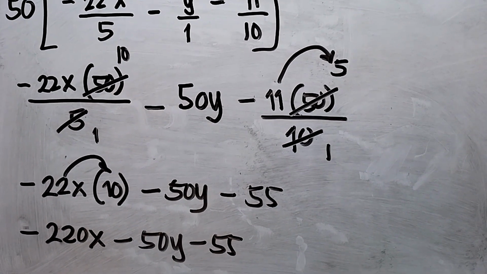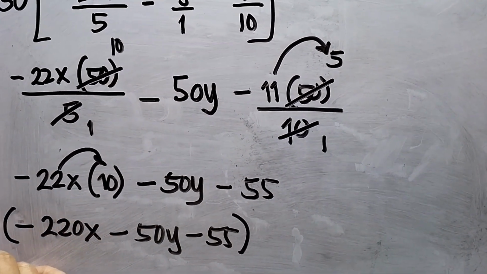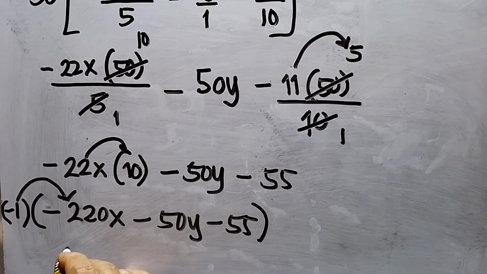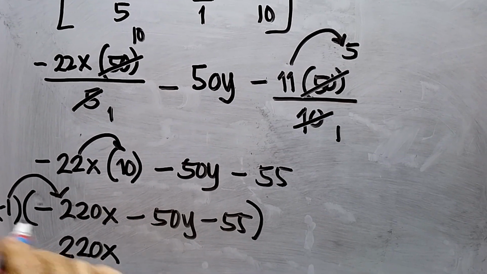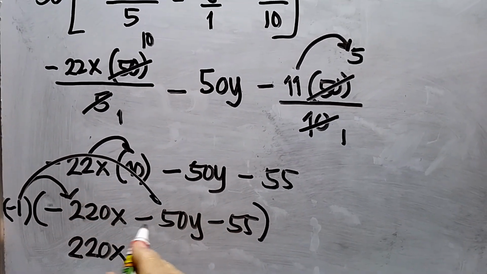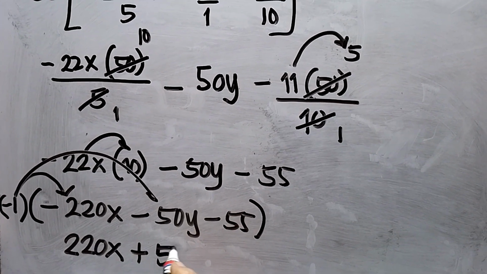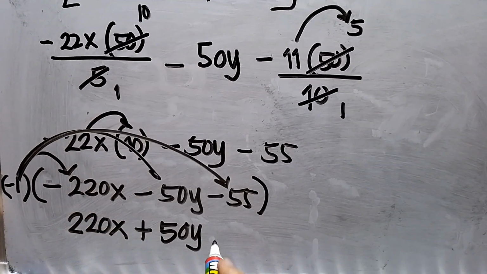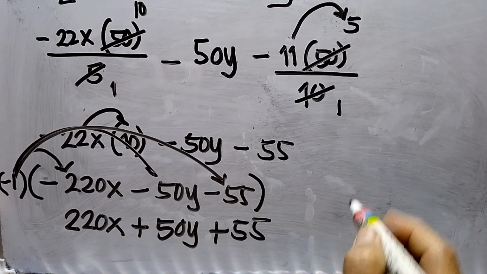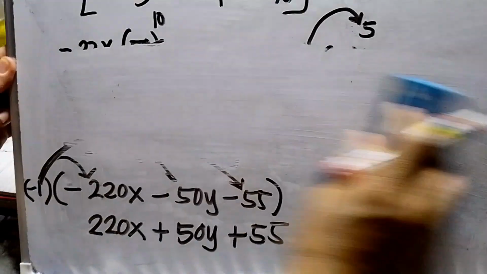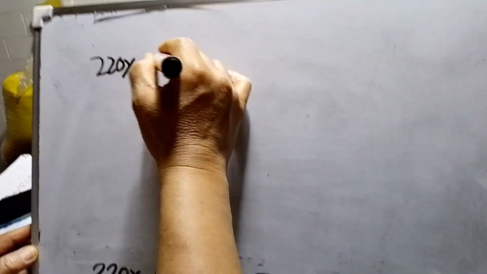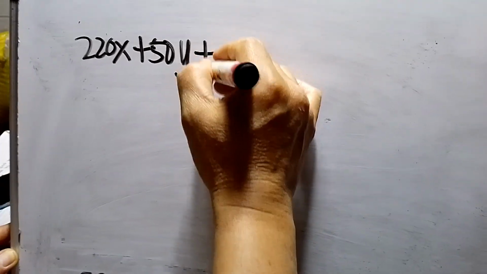Since the sign of the first term is negative, I need to multiply this one by negative 1. So negative 1 times negative 220x will be 220x. And then distribute to the second, negative, negative, that will be positive 50y. Then the last, negative 1 times negative 55 is positive 55. Okay, so 220x plus 50y plus 55.